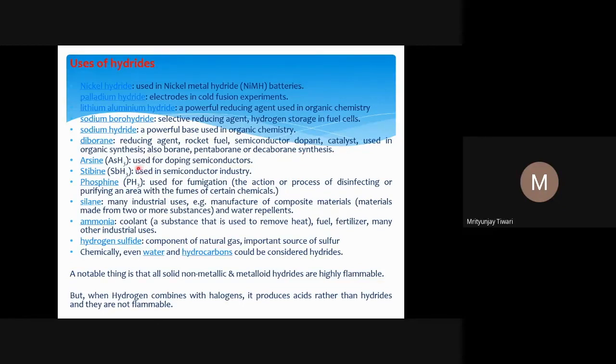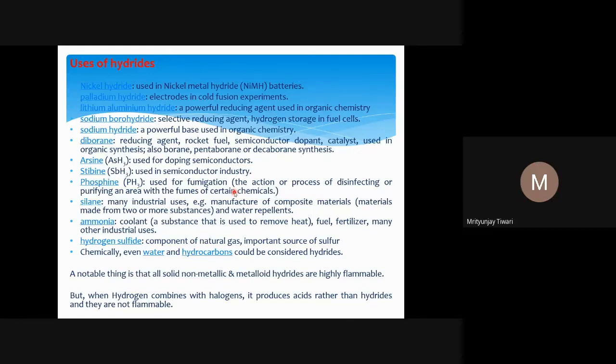Arsine, like phosphine PH3, is AsH3. Arsine is used for doping semiconductors. Stibine, SbH3, is an antimony hydride, and it is used in the semiconductor industry. Phosphine is used in fumigation. Fumigation is the process of disinfecting or purifying an area with the fumes of certain chemicals. So you can use phosphine PH3 gas to disinfect a certain area.